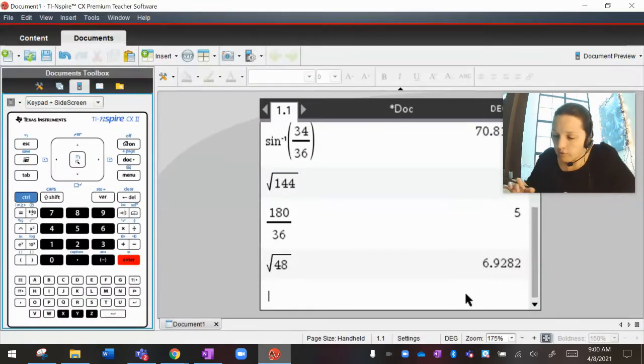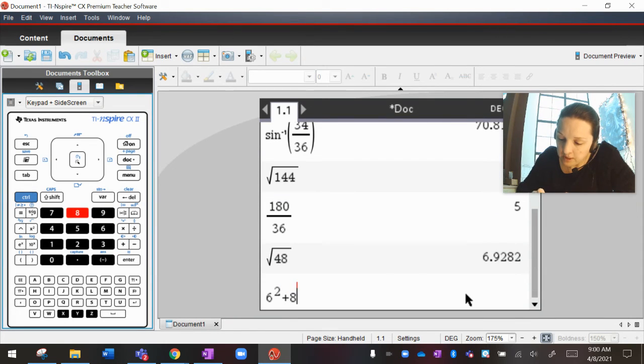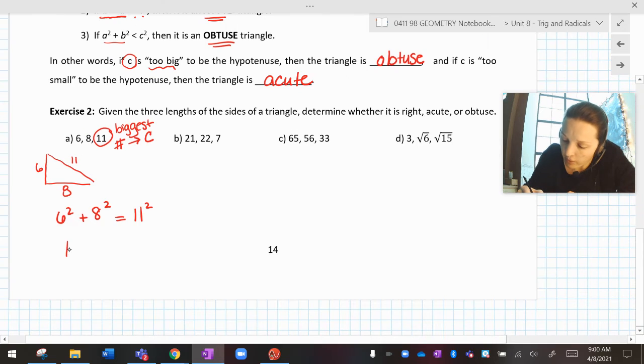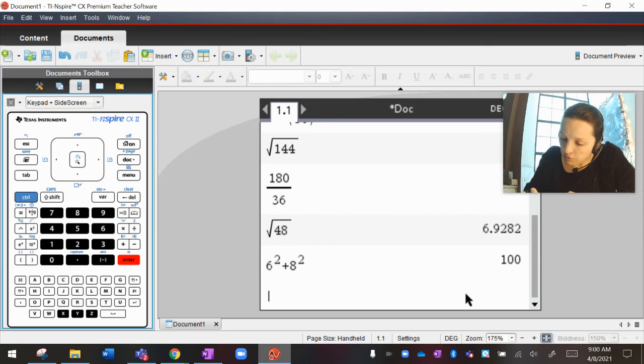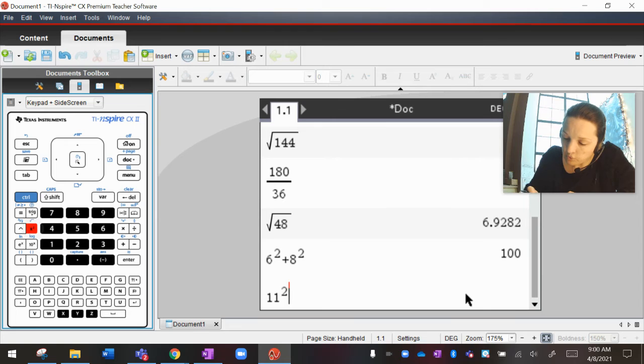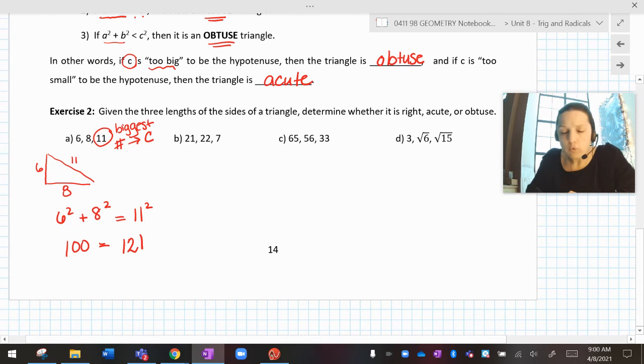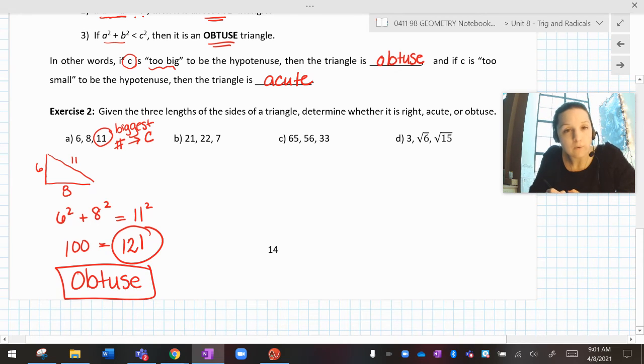What is 6 squared plus 8 squared? 6 squared plus 8 squared is 100. So I have 100. And let's see, what's 11 squared? 11 squared is 121. Wait a second, those aren't equal. This number's too big. So since c is too big to be the hypotenuse, we know that this is an obtuse triangle. And this angle right here would be where the obtuse angle really is.